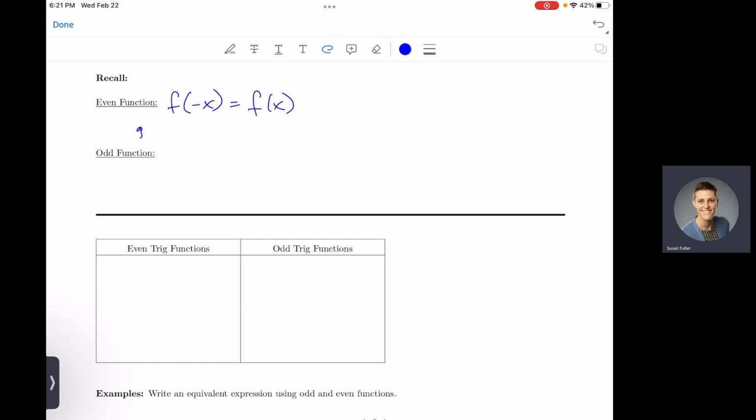What this means graphically, even functions are symmetric across the y-axis. That means the left and the right sides of our graph are mirror images.